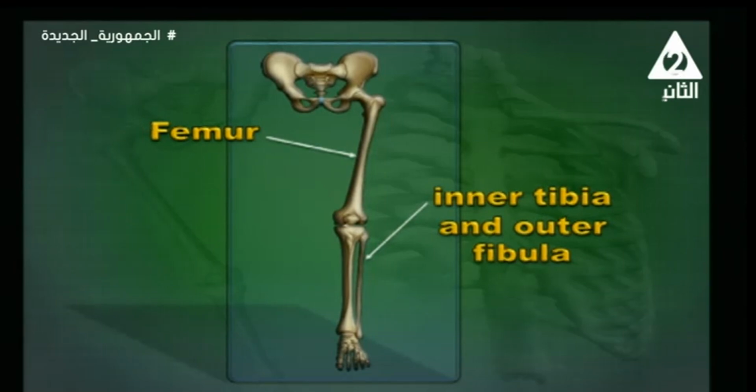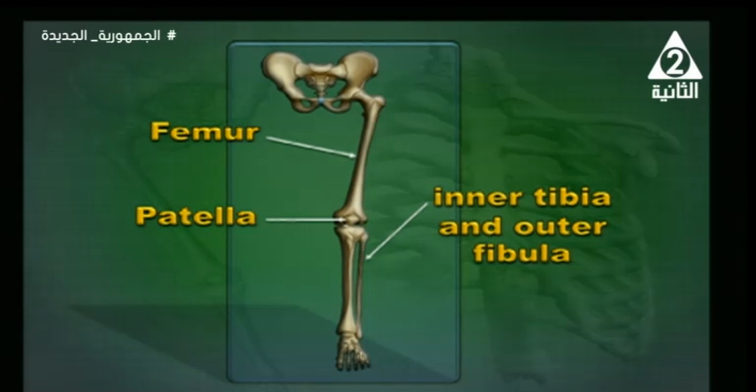The shank has two bones. Be careful. I told you tibia, this will be the inner bone, and the outer is the fibula. You know what is meant by inner and outer? Inner is inside your body, while the fibula will be outside your body.